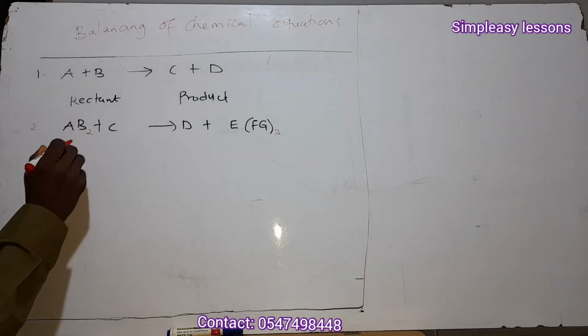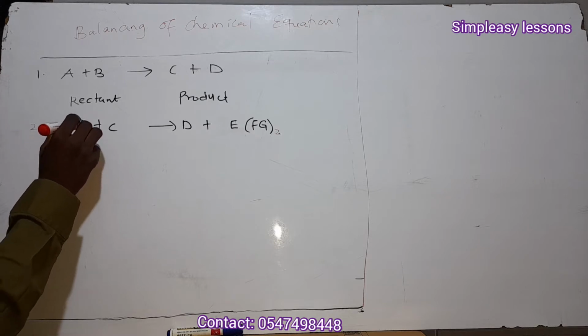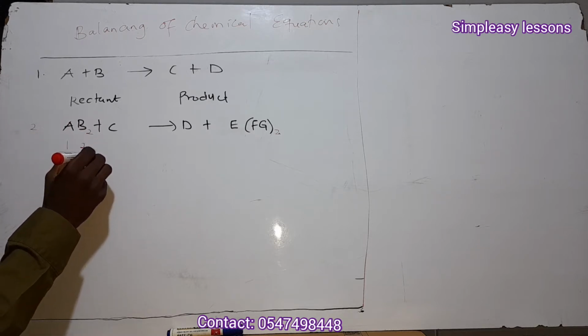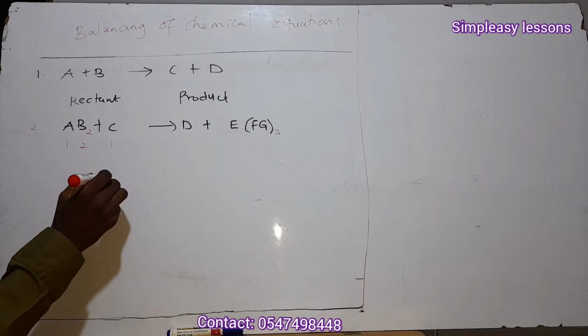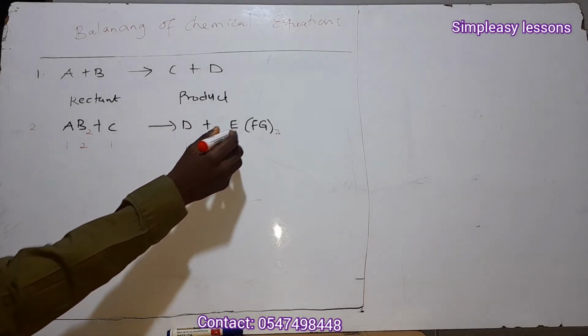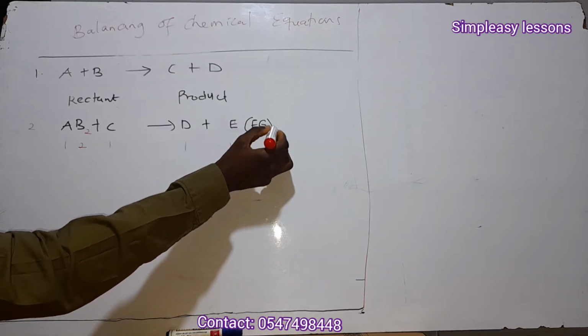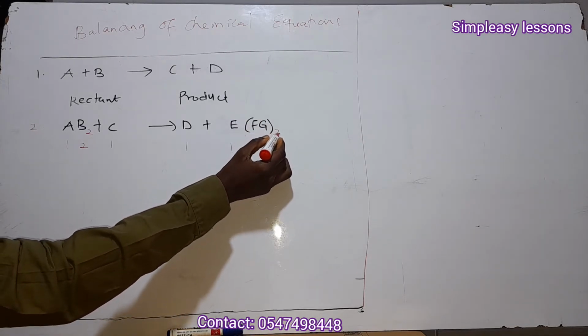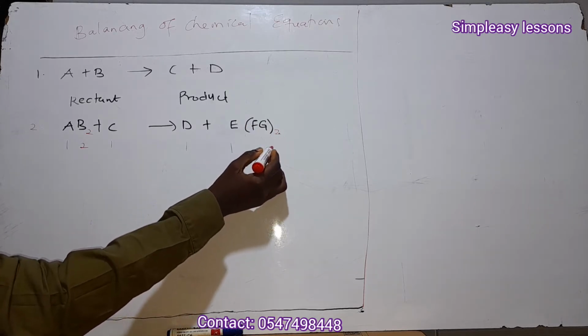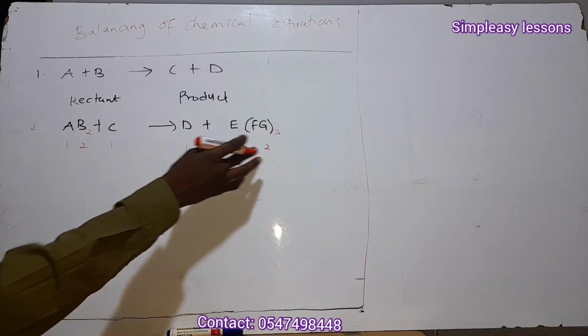If you look at this particular one, we have A, how many elements are present in A? A here is 1. If you look at B, B has 2 elements. And if you look at C, C has only 1. Then if you look at D here, how many elements are present here? In this particular compound, E has 1 element. Now look at this particular one. When they put a bracket here and they put a subscript here, the 2 here multiplies all the numbers we have here. So it means for F we have 2 of the F and we have 2 of the G. So this is what you have to take note of.